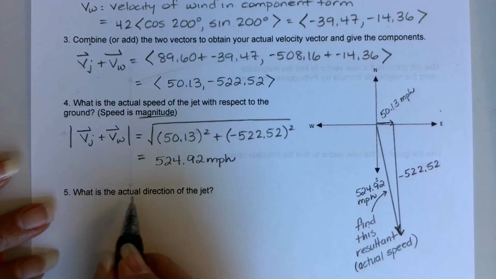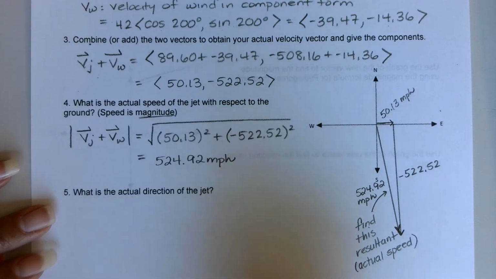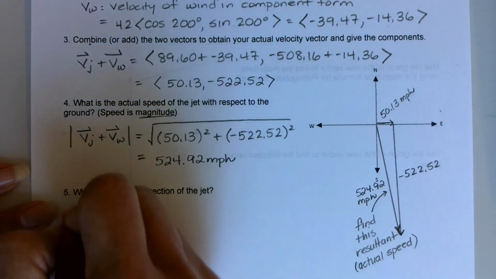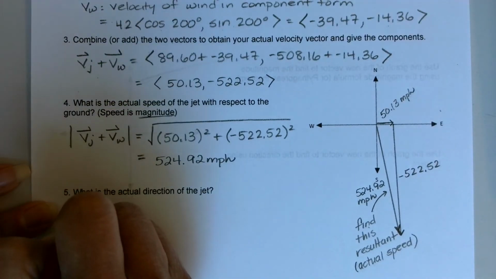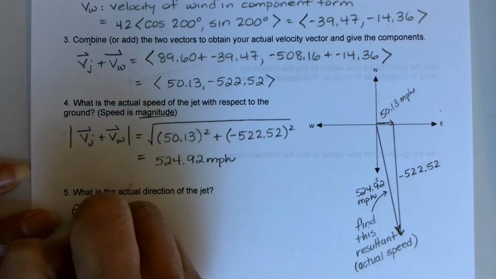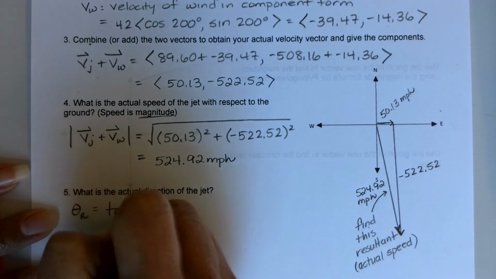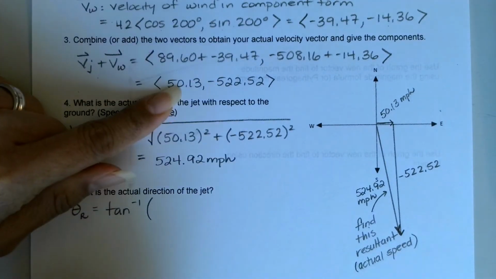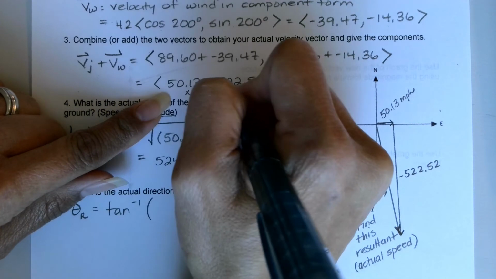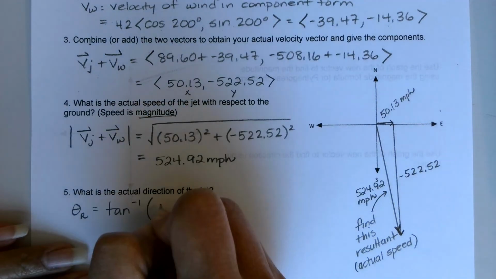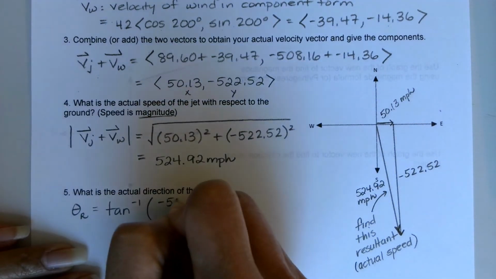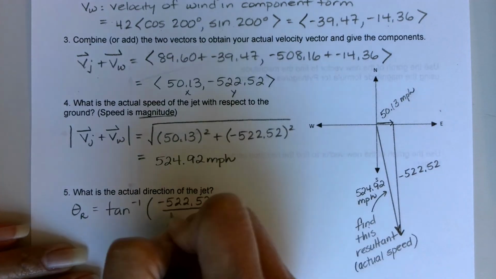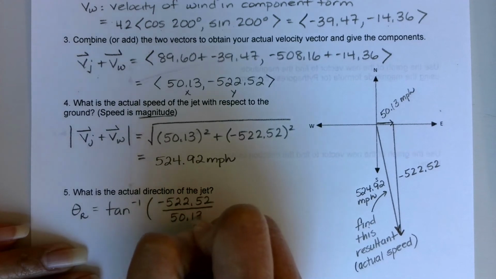Does it affect the angle? Well, let's find out. Finding the angle is not any different from what we've been doing. For theta, our reference angle, we always find it by taking the tangent inverse of y over x. The y value is that, and the x value is that. I'm going to label this here to remind you. So y over x is negative 522.52 over my x value, 50.13.